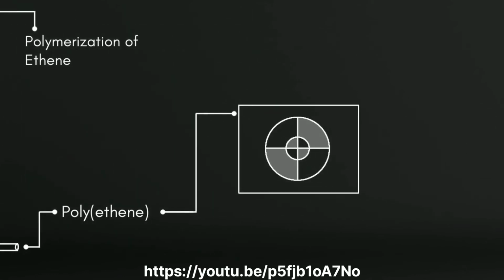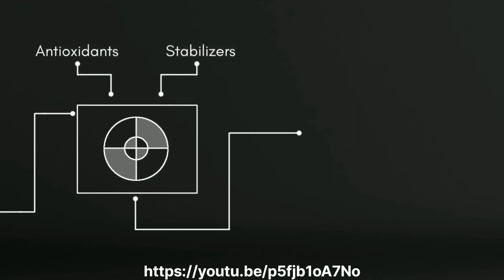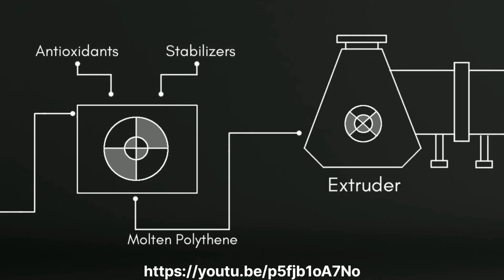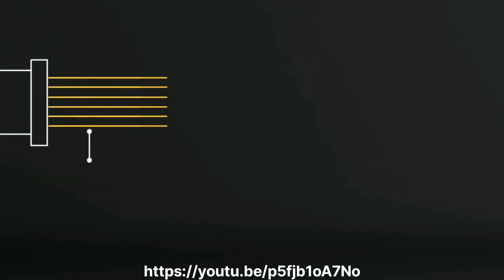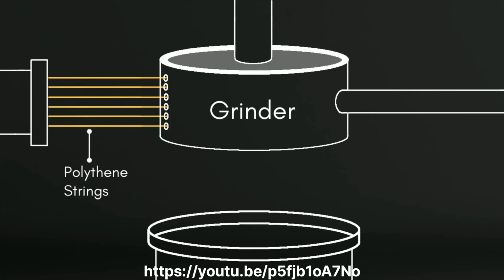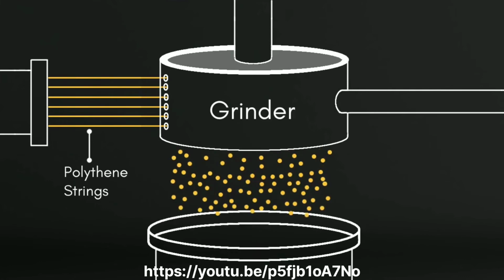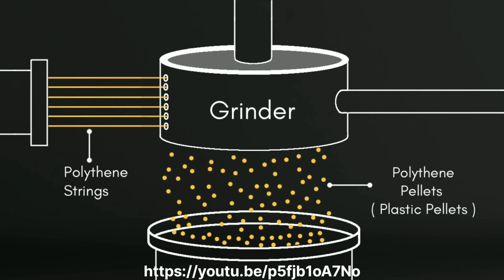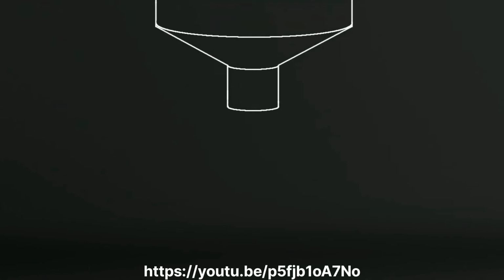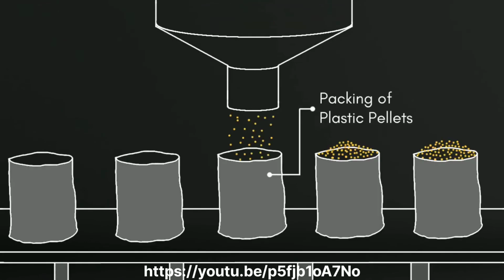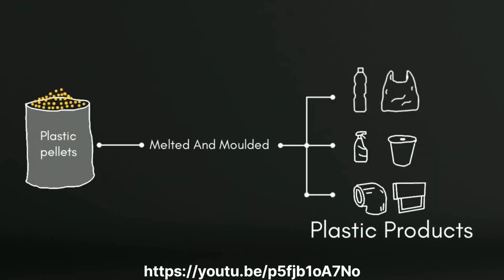The polyethylene is sent to a chamber that adds antioxidants and stabilizers. Then the polyethylene gets into the extruder, which converts polyethylene into polyethylene strings. The polyethylene strings are passed through the grinder or pelletizer, which converts polyethylene strings to polyethylene pellets, meaning plastic pellets. These plastic pellets are sent to other factories. They melt the pellets and mold them into a wide range of plastic products.